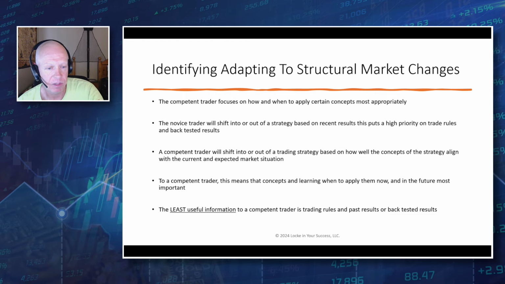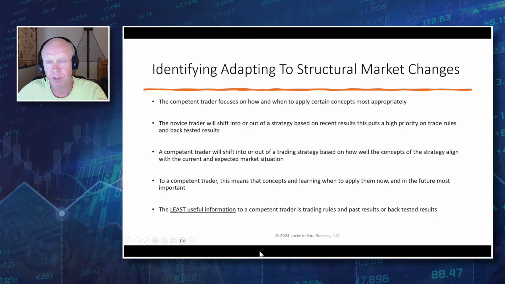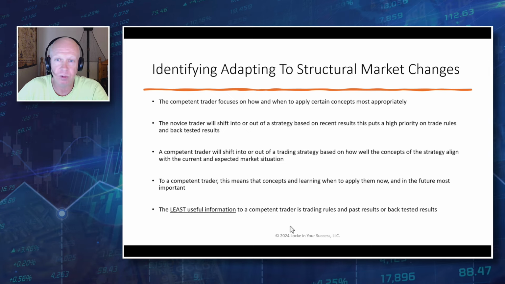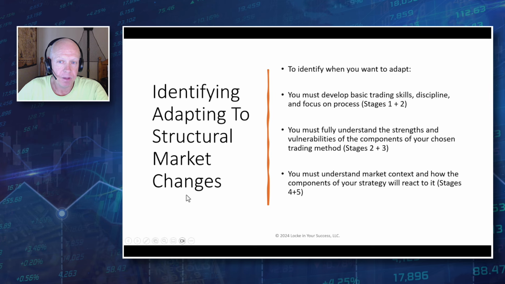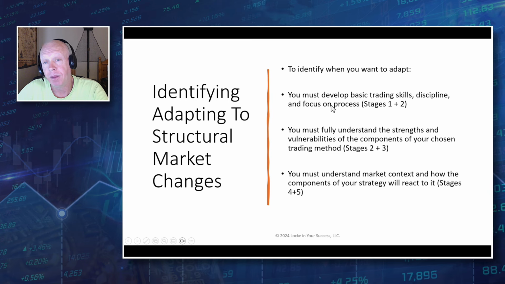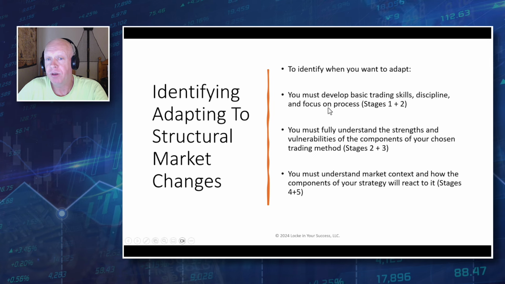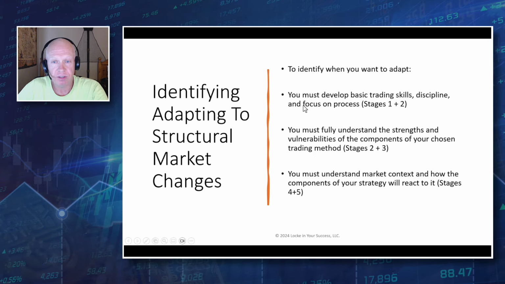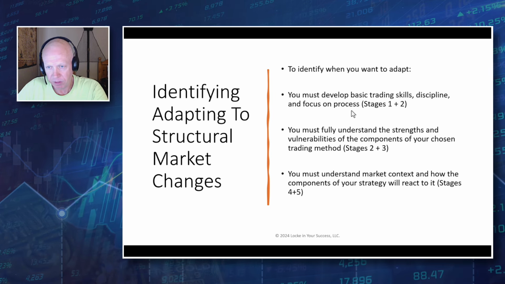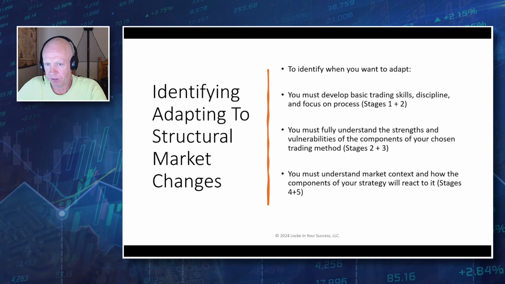So understand, again, the least useful information can be the rules themselves or the exact rules. You know the rules so you know what concepts they're applying, and then the rules go away. To identify when to adapt, you have to develop basic trading skills, discipline, and a focus on process. Again, stages 1 and 2 of the Trading Success Blueprint: discipline, basic trading skills, focus on the process.